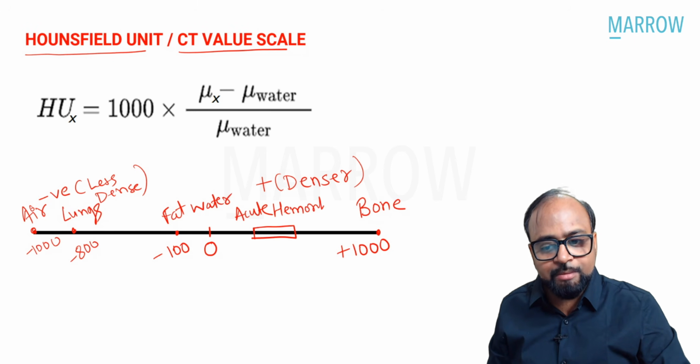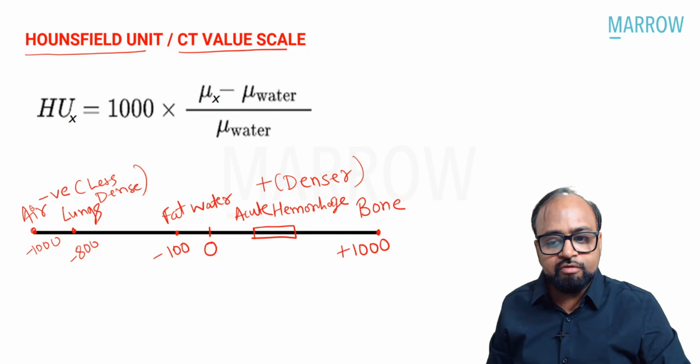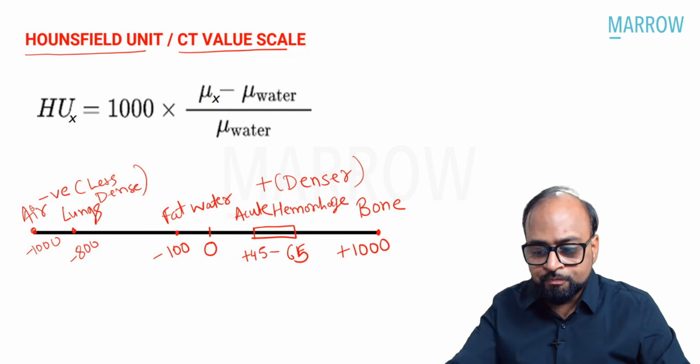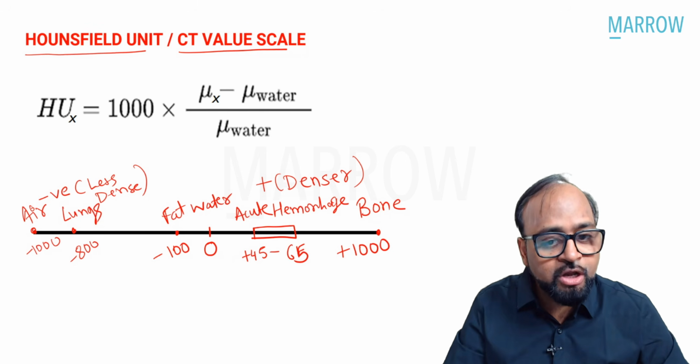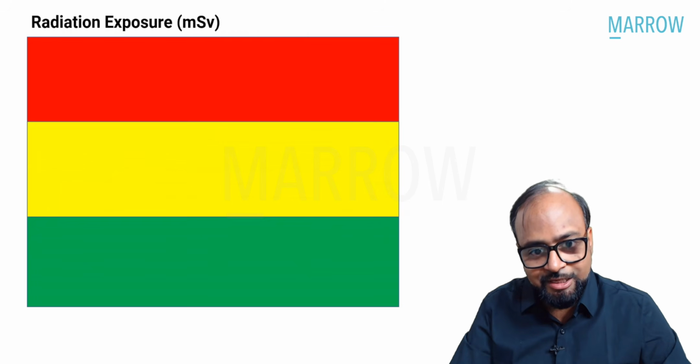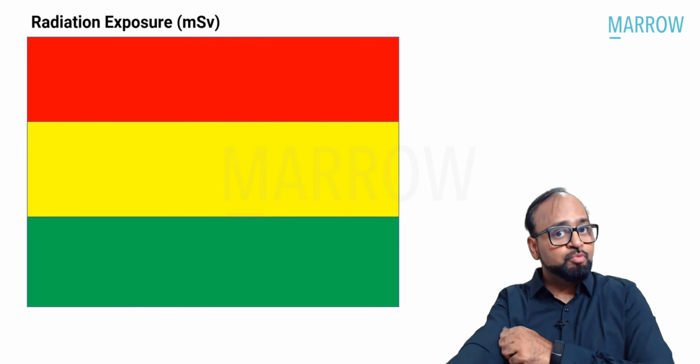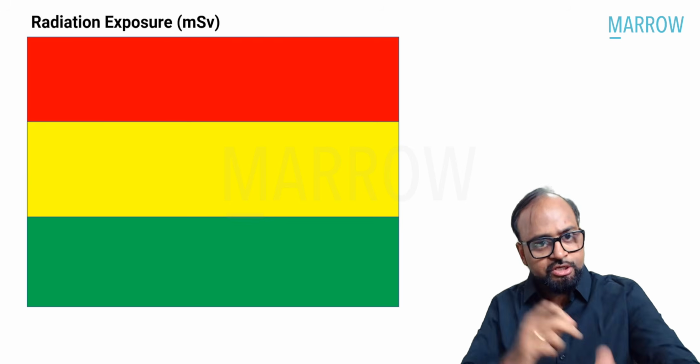So acute hemorrhage lies somewhere over here with a Hounsfield unit value of around plus 45 to 65 HU. This is all that you need to know about the Hounsfield unit scale. Let us quickly go through the various radiation exposures in various investigations.